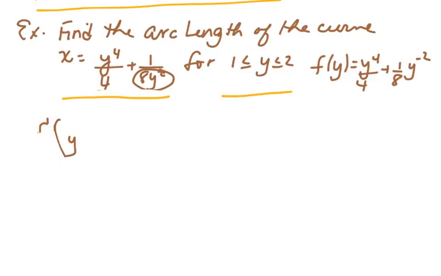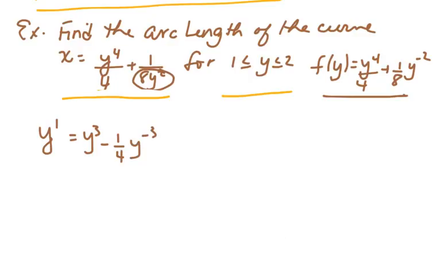Let me erase that. To take the derivative of that function, y prime is, I'm going to work with a negative exponent. The derivative is just y cubed minus 1/4 y to the negative 3. So I'm going to rewrite that as y cubed minus 1/4 y cubed. Okay, so substitute into the equation.